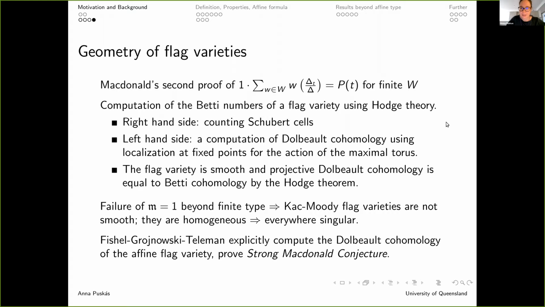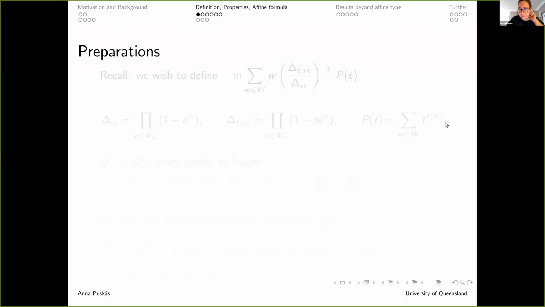Okay, so I will just now dive in and say how to define this M correction factor, how to get a good handle on it. And then I'll say some properties in the affine setting and what we can say in Kac-Moody types. So we want to, in the Kac-Moody generality and well everywhere, define M to make this identity, this generalization of Macdonald's formula, true.